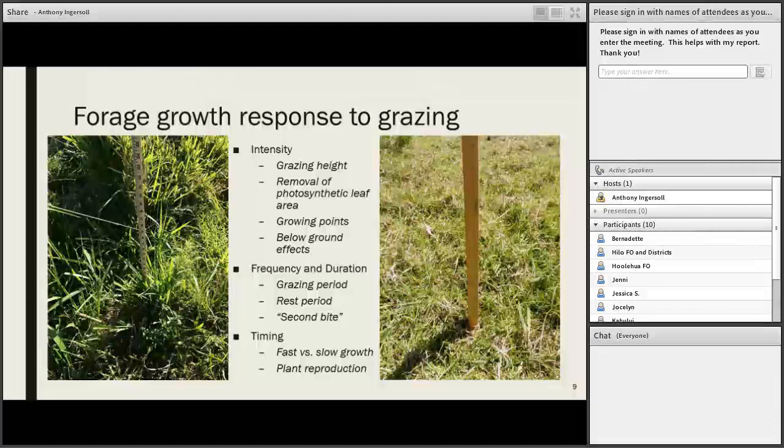And then coming back to timing, related to the seasonality that we just talked about, the ability of a forage plant to respond to grazing somewhat depends on what the growing conditions are and whether we're in a fast-growing season or a slow-growing season. And we again want to consider the plant's reproductive needs and what stage that plant is in when it's grazed and how that might affect its ability to regrow.